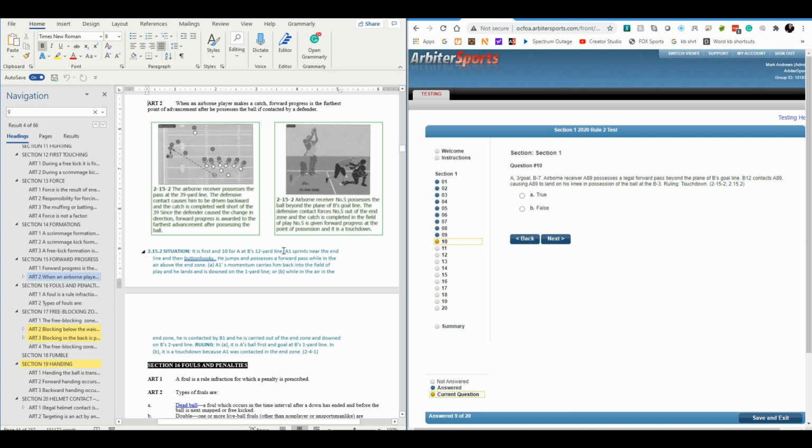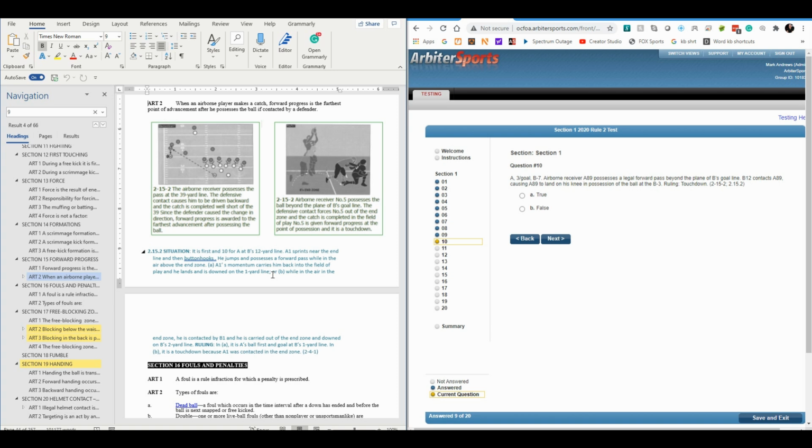It's 1st and 10 for A at the B12 yard line. A sprints near the end of the line and button hooks. He jumps and possesses a forward pass while in the air above the end zone. In situation A1, his momentum carries him back onto the field of play, and he lands and is down on the 1. So you could imagine this scenario: the player's coming back for the ball. He jumps, catches the ball in the end zone, but then lands at the 1 yard line.